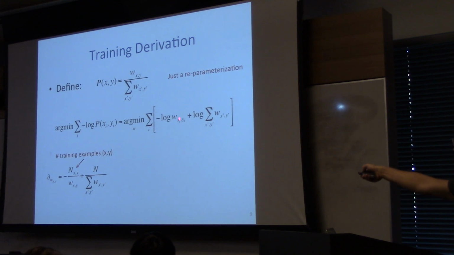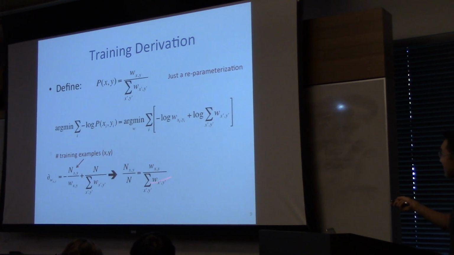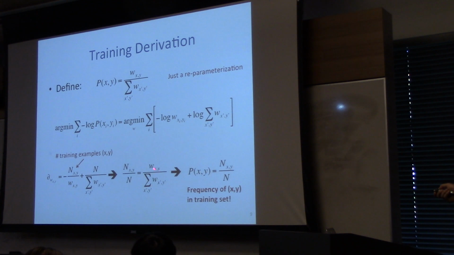So this term, if I take the gradient of this, is 1 over wxy times the number of times that this matches this in the training set. And this term is simply the number of data points in the training set divided by 1 over this. It's just simple calculus. Set this gradient equal to 0, which is the optimal solution, and I get this, rearrange terms, and I get this, right? So remember that this is exactly this. So I'm just doing a reparameterization, so these two terms are equivalent, right?